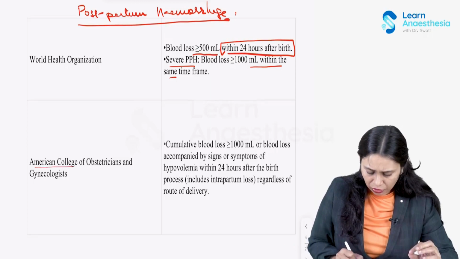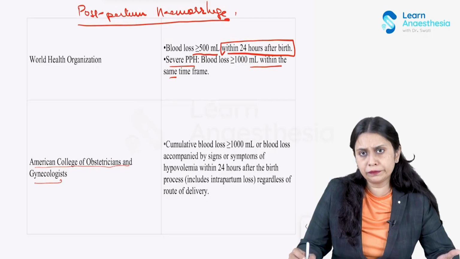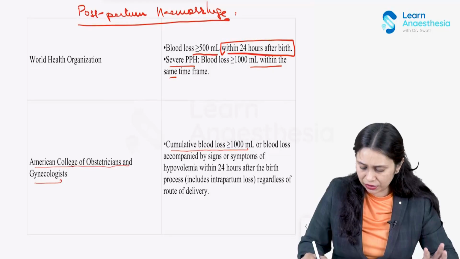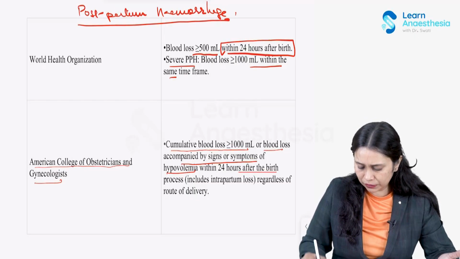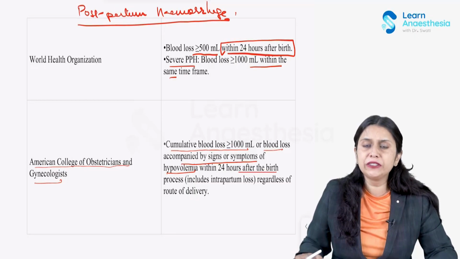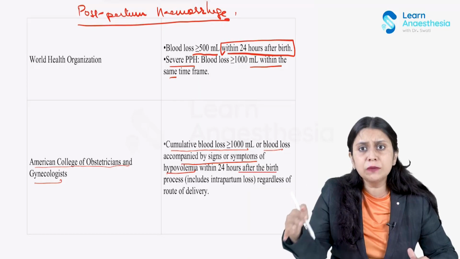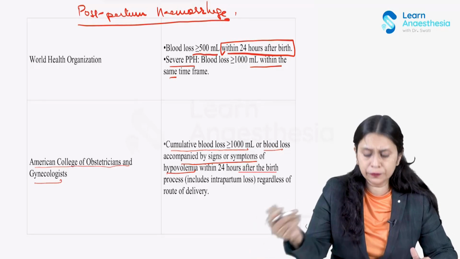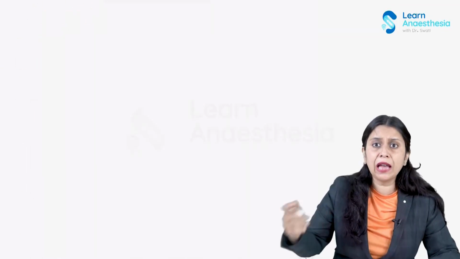And the American College of Obstetricians and Gynecologists defines postpartum hemorrhage as cumulative blood loss of more than or equal to 1 liter, or blood loss accompanied by signs and symptoms of hypovolemia within 24 hours of birth, regardless of the route of delivery, whether it's a cesarean delivery or a normal delivery. If more than 1 liter with signs and symptoms of shock, then it comes under the category of postpartum hemorrhage. And postpartum hemorrhage can be classified into early and late.